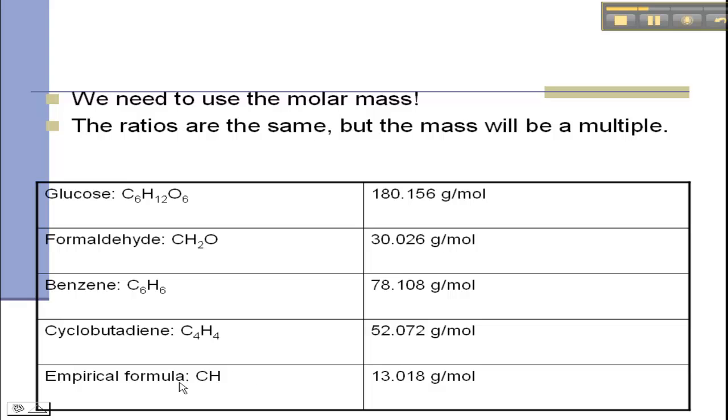For the empirical formula for benzene and cyclobutadiene, that was CH. So its mass is right around 13. 13 times 4 is 52, which is the mass here. 13 times 6 is 78, which is our mass here. So the mass is going to be the same multiple of our subscripts.